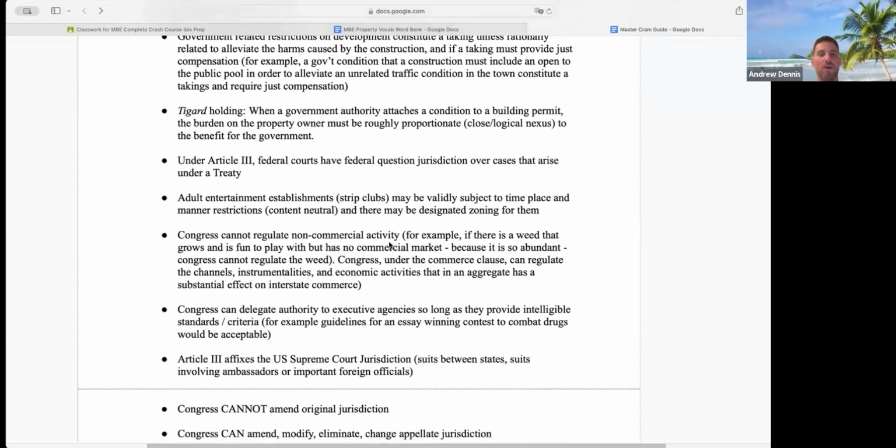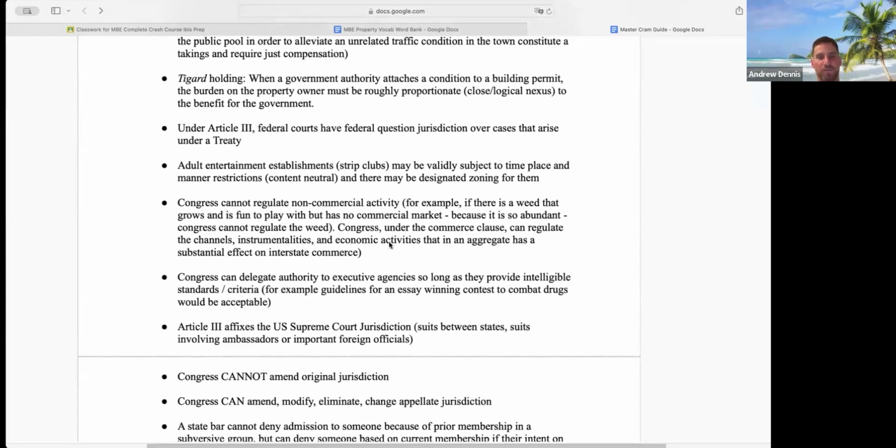So the Tigard holding: when a government authority attaches a condition to a building permit, the burden on the property owner must be roughly proportionate. There must be a close logical nexus to the benefit for the government. So again with the exaction, if they say, Andrew, you're building a school, but you also have to build a karate gym, because this town has an obesity problem, it's kind of like, what? I'm not responsible for this town's obesity problem. I'm just out here trying to teach math. Why do I have to build a karate gym? It would probably be not proportionate.